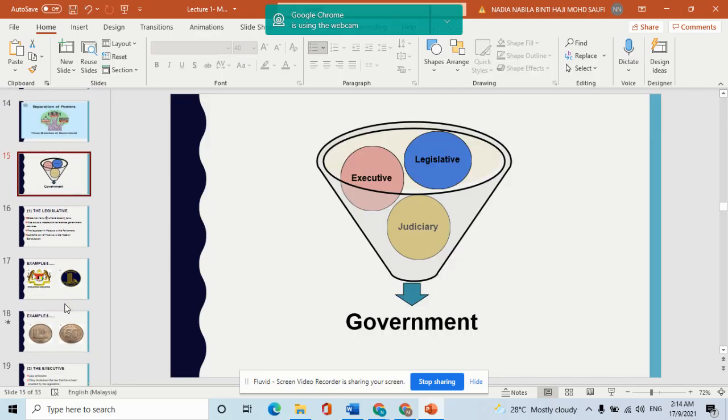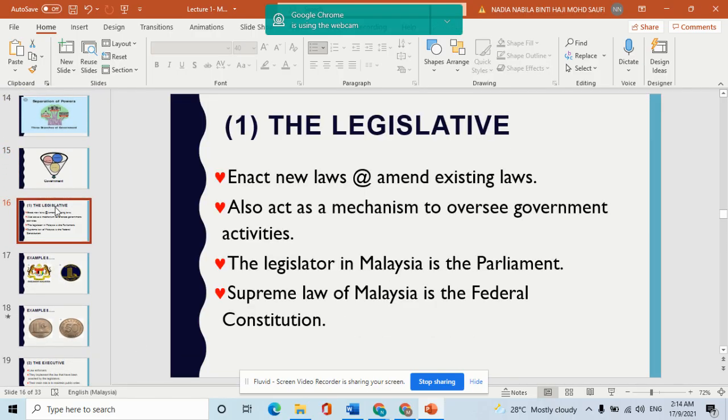So these are the three governmental systems. Among the famous questions that I would ask in a test or final exam would be the separation of powers between these three governmental systems. So number one, as I explained earlier, the legislative is the body which will enact new laws or amend existing laws, and also acts as a mechanism to oversee government activities. The legislator in Malaysia is the parliament.